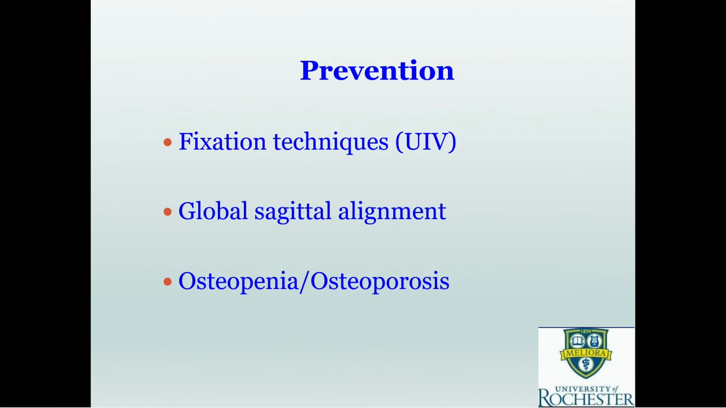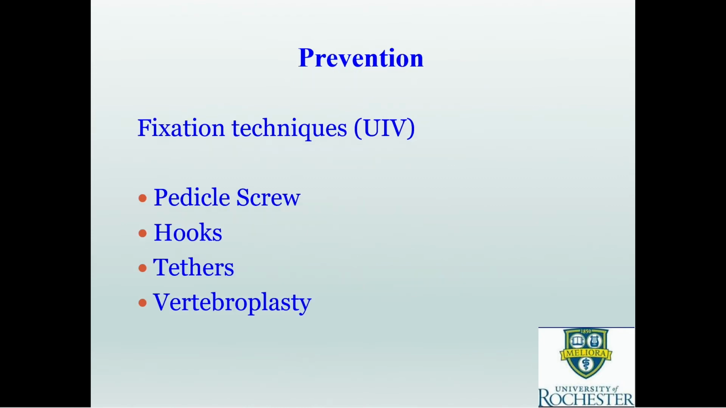So how do we reduce the risk for PJK? We look at various things, taking into account patient-specific risk factors, radiographic risk factors, surgical risk factors, fixation technique, and restoration of global sagittal alignment in the adult population, especially looking at patients' bone quality and fixation points. Those are all significant tools that we can use to reduce the risk for PJK. So fixation or prevention techniques include pedicle screws, hooks, tethers, or vertebroplasty.